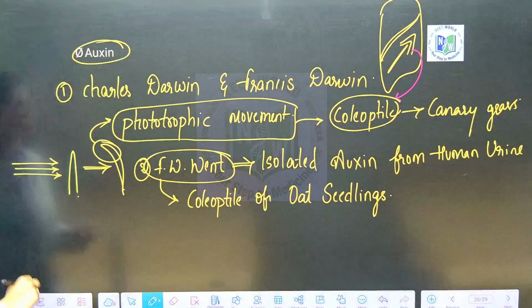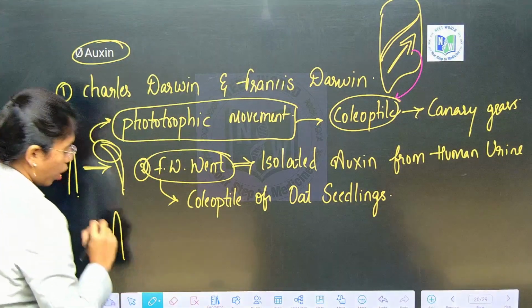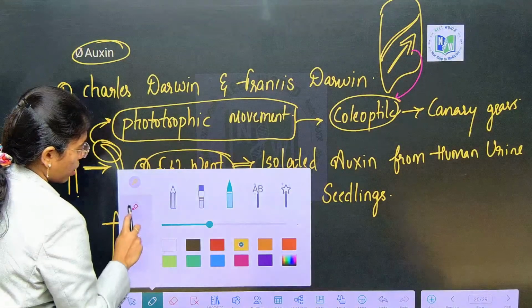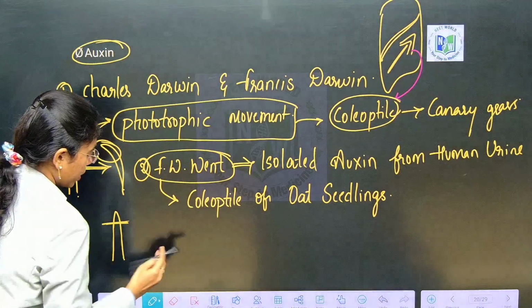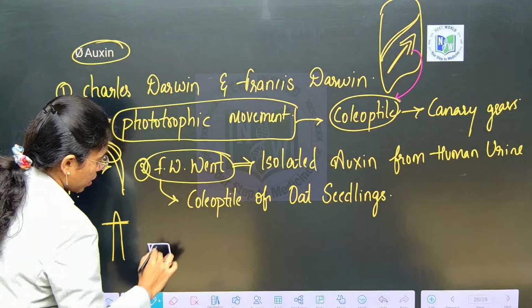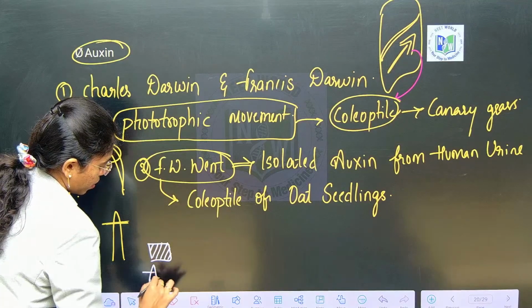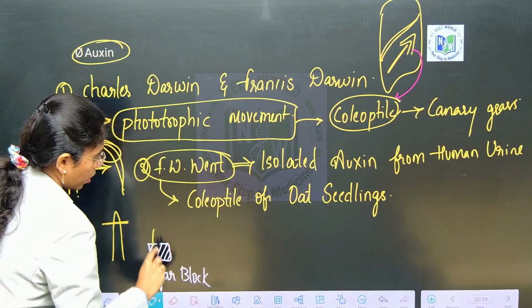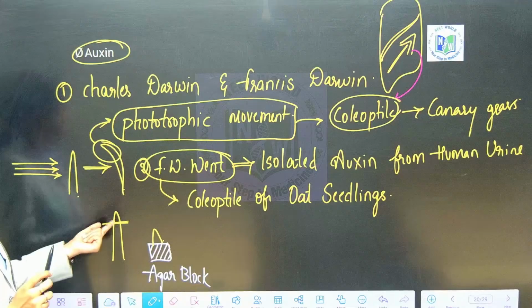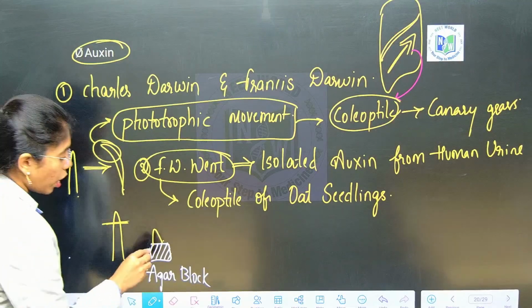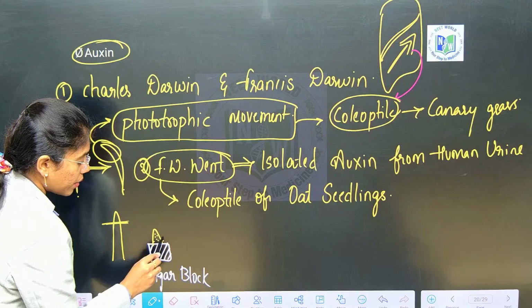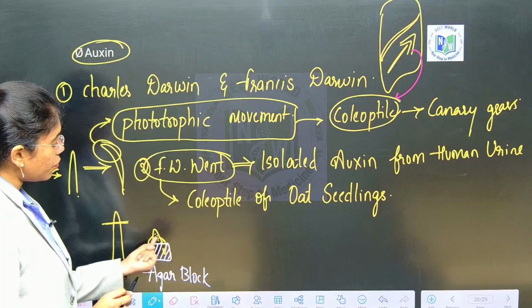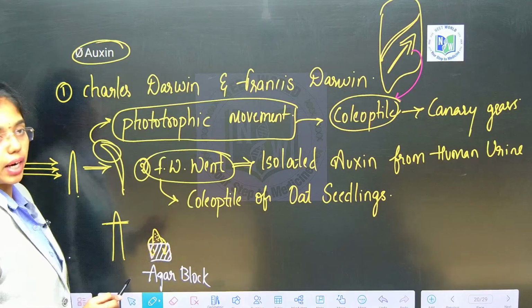So, here if you observe, when the coleoptile of the oat seedling is dissected and placed over the agar block, the molecules, the chemical constituents, travel all across and reach the agar block. This agar block is filled with all the constituents which are being extracted from the tip.